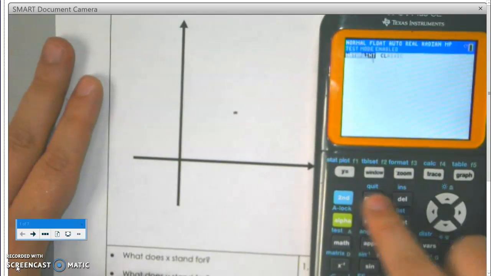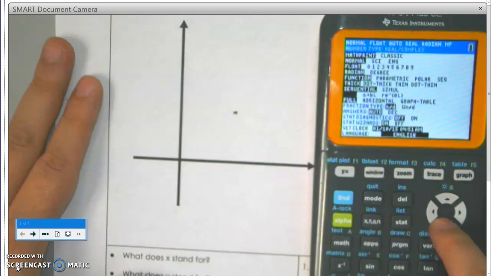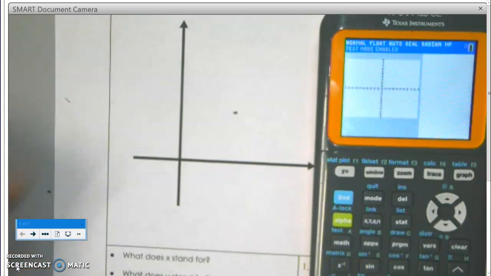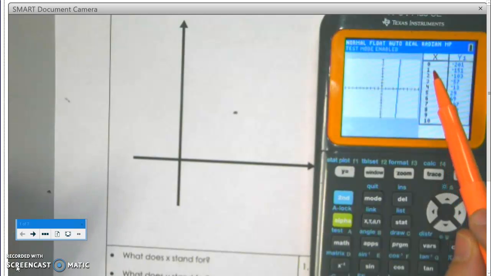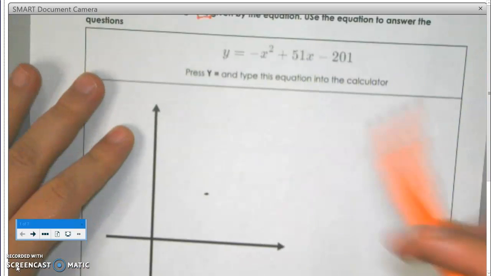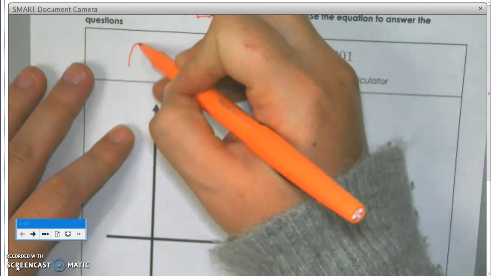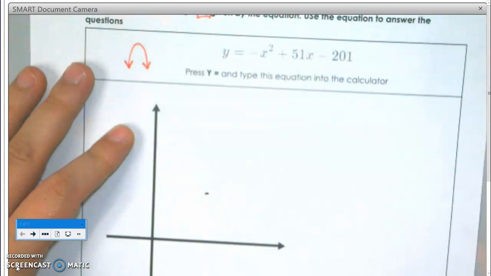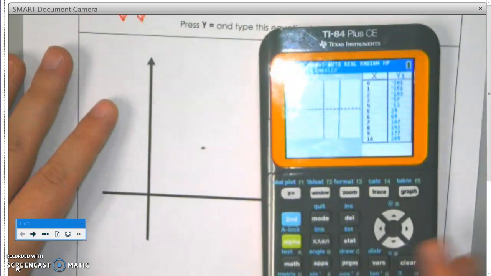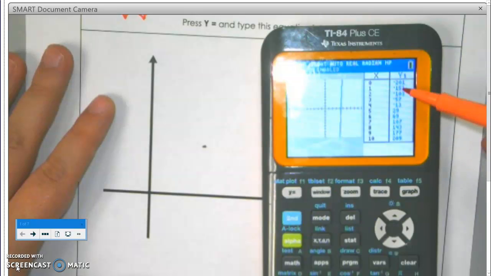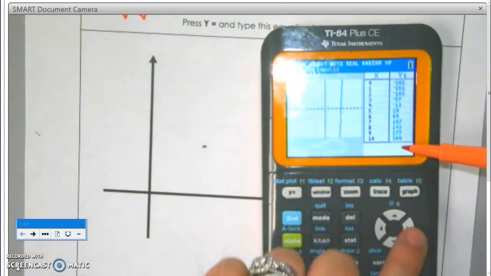I'm going to hit mode and go down to graph table mode, and then I'm going to hit graph. All right, this doesn't look like a parabola. Remember that because it's negative, I'm supposed to be seeing this type of a shape, and I'm definitely not. I'm only seeing like a straight line. So I'm going to use the table to try to figure out where it turns around.